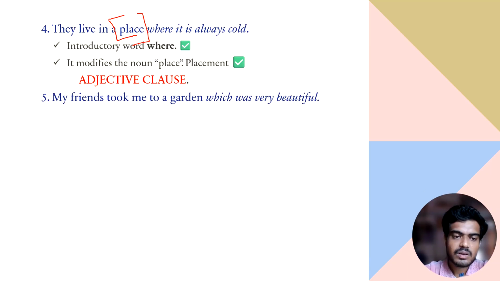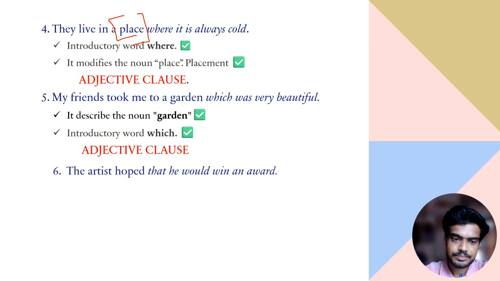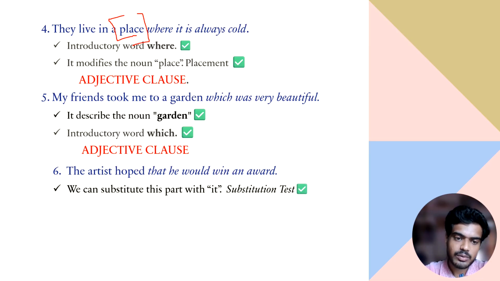Next we have question number 5 that says, my friend took me to a garden which was beautiful. So what are the tests we can run here? First, it describes the noun garden, and it has the introductory word which, so we can easily say it is also an adjective clause. Okay. Similar to question number 4. And next we have question number 6.